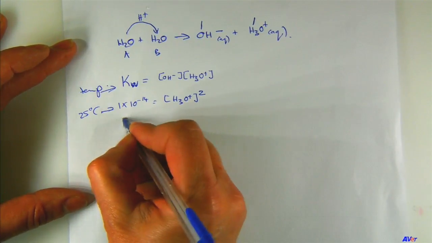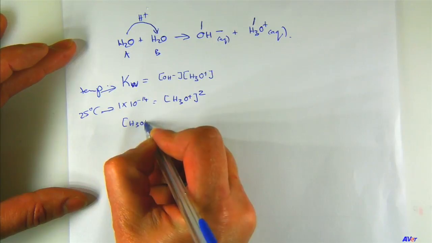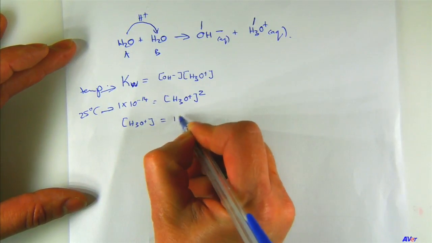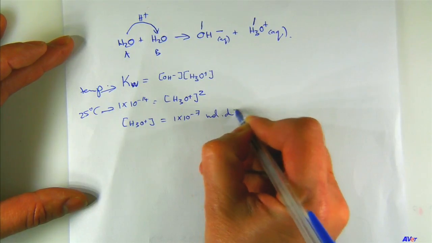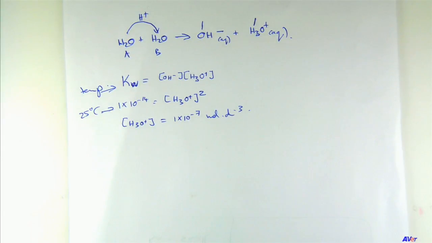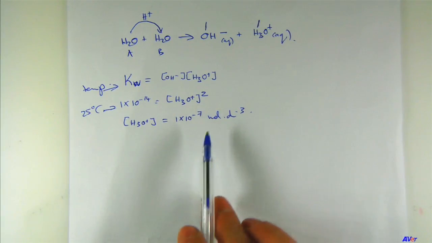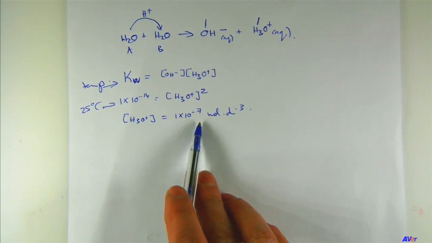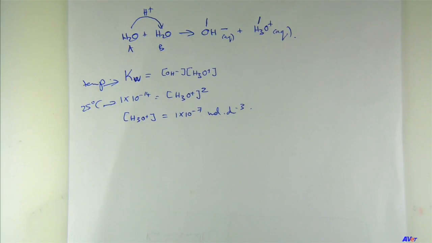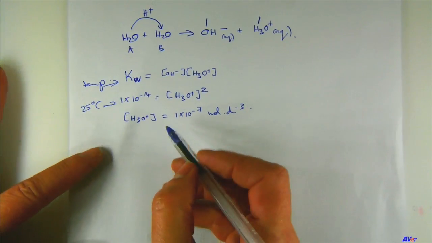And then if I work this out, H3O plus, I will end up with 1 times 10 to the minus 7 moles per cubic decimeter. So I can ask you, what is the concentration of H3O plus ions in pure water? It's little, hey? 1 times 10 to the minus 7, 0.000, stop me, 1. Right. So there's very little.